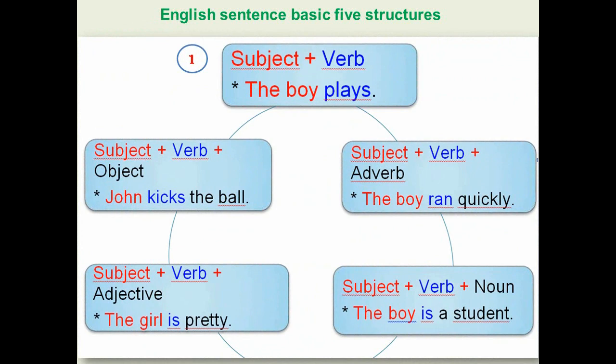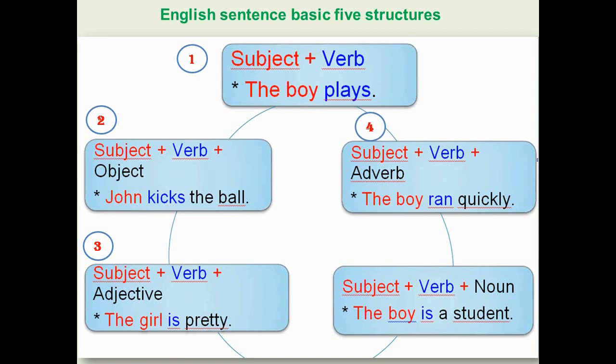Look at number 2. We have the subject plus the verb plus the object. John kicks the ball. Subject, verb, object. Look at number 3. We have the subject plus the verb plus the adjective. The girl is pretty. Of course, pretty is an adjective. Let's move to number 4. We have the subject plus verb plus an adverb. The boy ran quickly. Subject, verb, adverb.